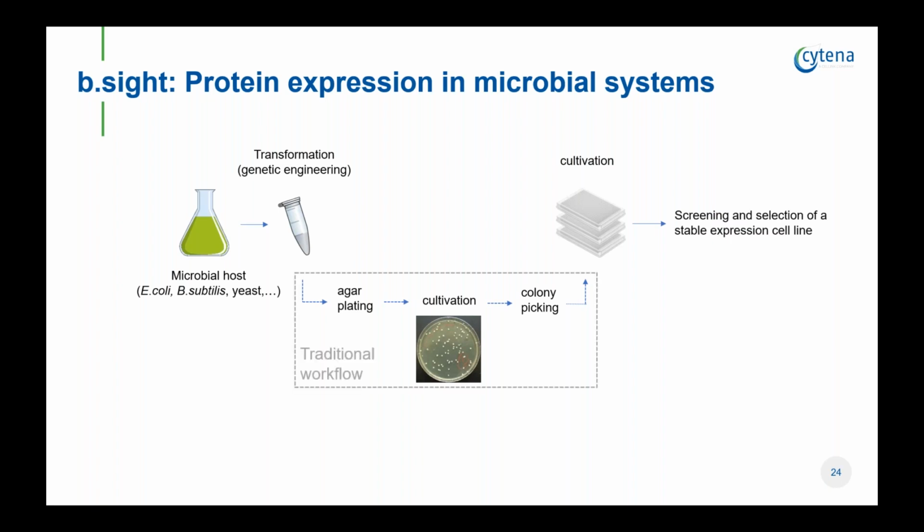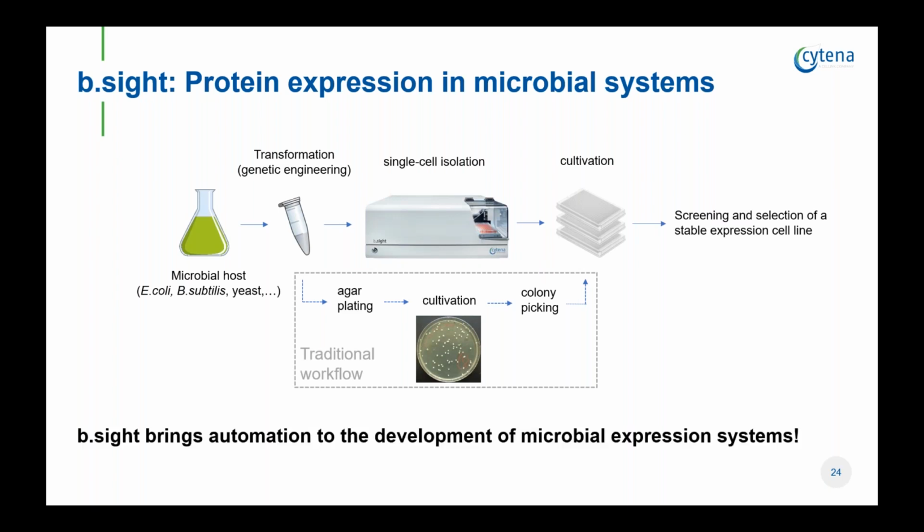This traditional workflow requires several manual steps, and the B.SIGHT can be utilized to directly clone single bacteria or yeast cells or other small microorganisms into liquid culture, thereby bypassing the additional cultivation on agar. And this is not only faster and more automated, it also ensures that the cultures are indeed generated from single cells.